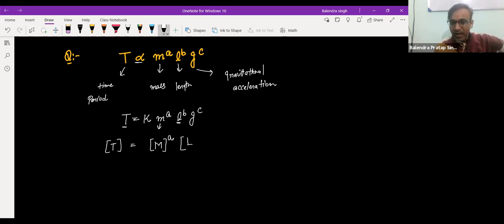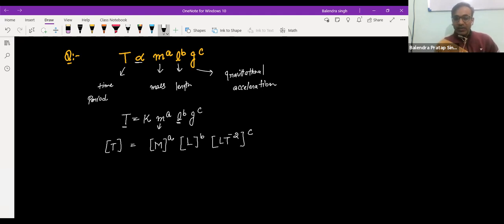So I put L raised to the power b, and g is gravitational acceleration. What is gravitational acceleration, I will discuss later. But g is constant. In past classes you have studied what g is. It is constant and has the unit of acceleration. So what is the dimension of acceleration? It is L T minus 2, meter per second square. So L T minus 2 raised to the power c.